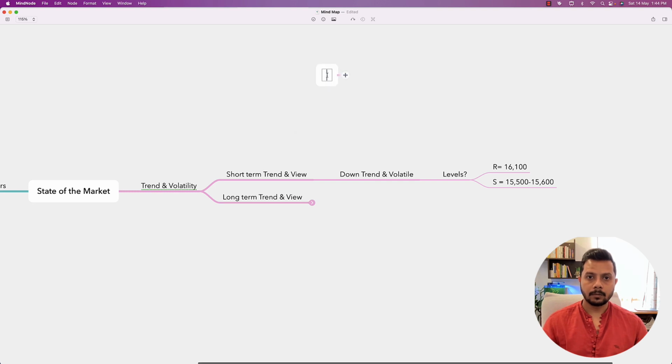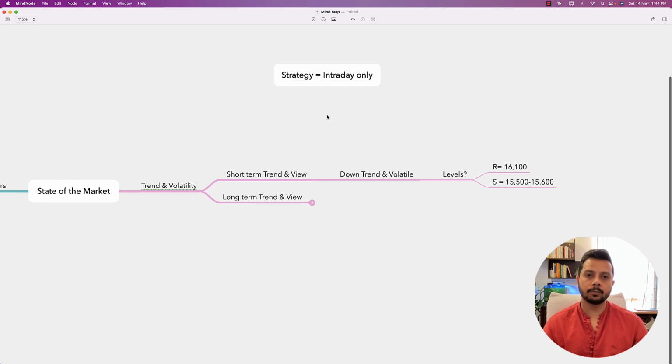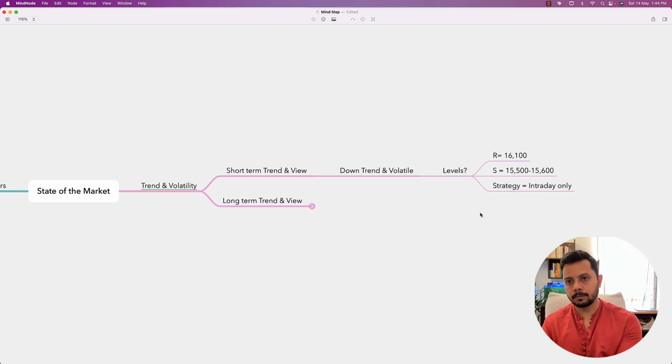Strategically, in terms of your strategy for short-term trading, keep yourself intraday only. If you are not into intraday trading, if you used to do those positional holding trades for 3 to 5 days, not the best of times because of the volatility. Even if you pick the direction right on the short side, the volatility might chop you out. So strategy wise, I would suggest stick to intraday only. That's from the short term perspective.